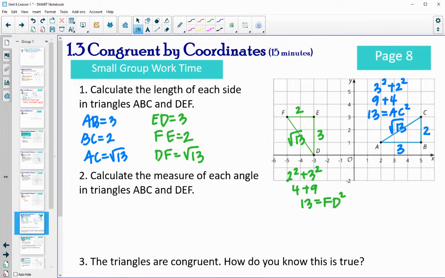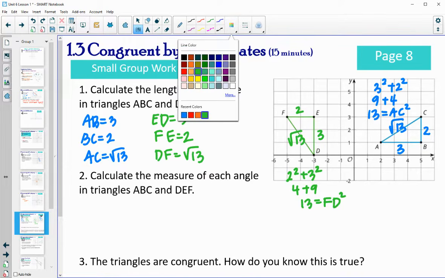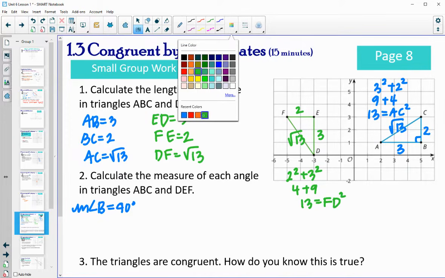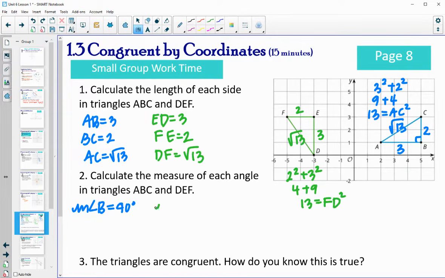Then calculating the measure of each angle. We see a couple in each triangle that we know because we see a horizontal and a vertical line. So the measure of angle B is 90, and then the measure of angle E is 90.